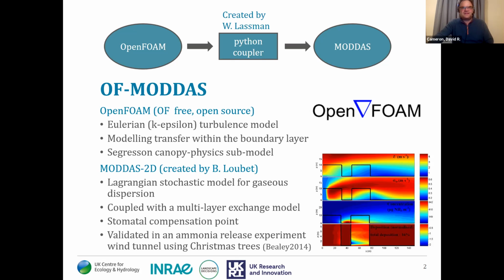Lagrangian means that you follow the air parcels, whereas with Eulerian, you're in a fixed place and the air parcels go past you. And as Bill said, the MODAS model has this bidirectional stomata. So that's great, and it's been validated in the Christmas trees experiments, as Bill explained.